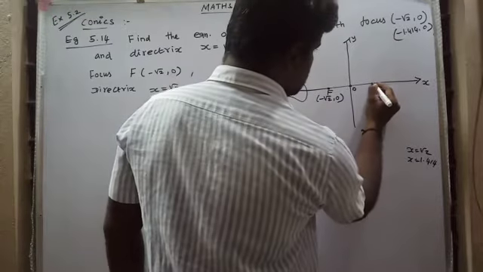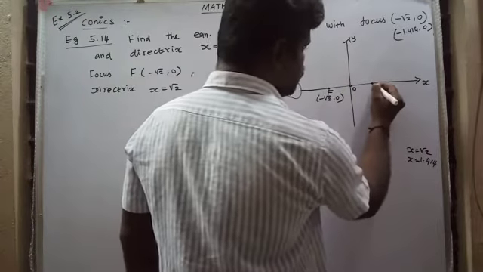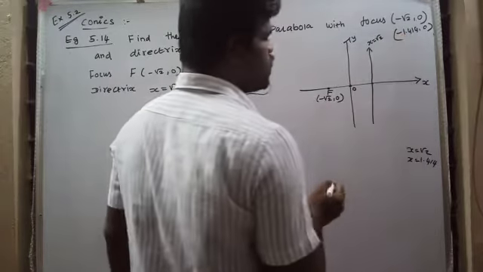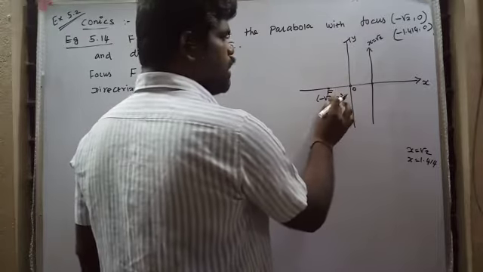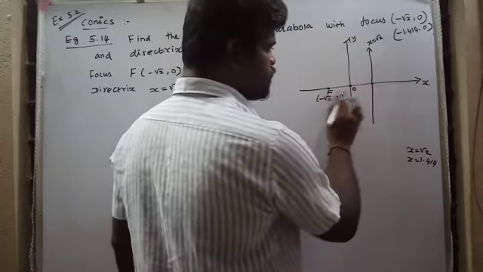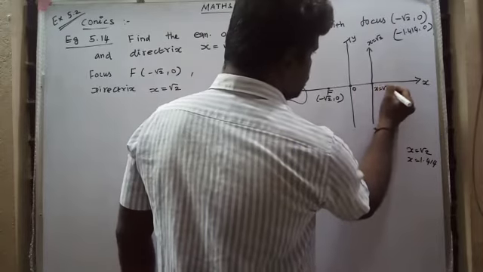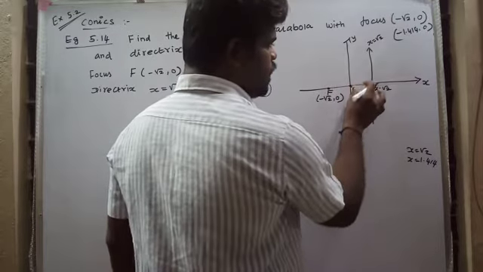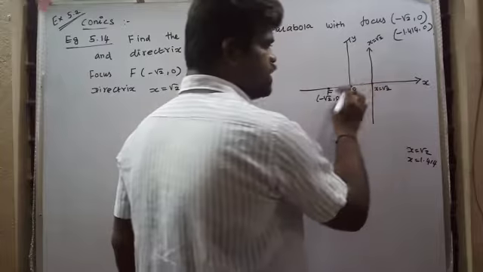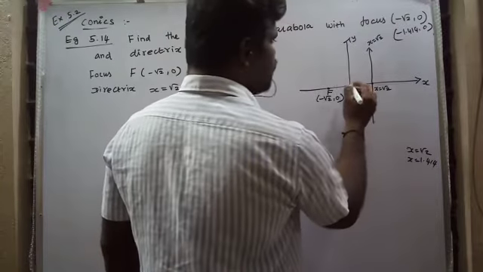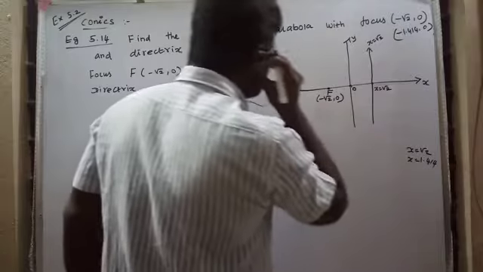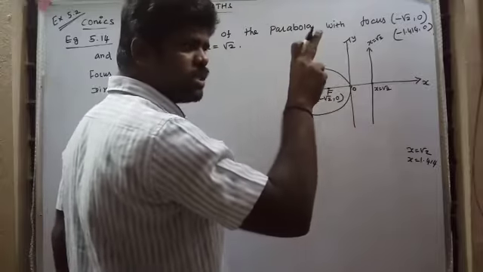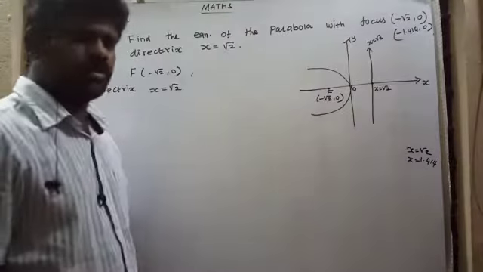Here, the same distance, root 2 distance, we have to draw a line. This is the directrix, x = √2. So in the diagram, the focus is at −√2 here and the directrix is at the same root 2 distance on this side. The vertex and focus, and the vertex and directrix, are at the same distance, therefore this is the vertex. The parabola must open leftward, because it wraps around the focus F.